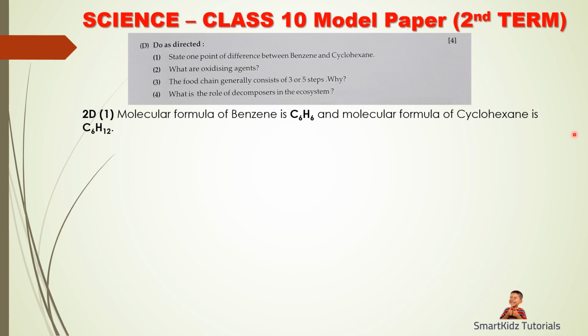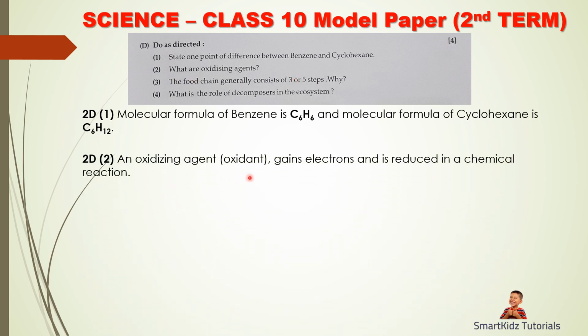In cyclohexane, there are no double bonds, they are all single bonds, as a result of which you have 12 hydrogen atoms. So there are 6 carbon atoms in case of both of them, benzene and cyclohexane. However, in benzene there are only 6 hydrogen atoms because there are 3 double bonds, and in case of cyclohexane there are 12 hydrogen atoms because they are all bonded with single bonds. Next question under question 2D. What are oxidizing agents? An oxidizing agent is something that gains electrons and is reduced in a chemical reaction.